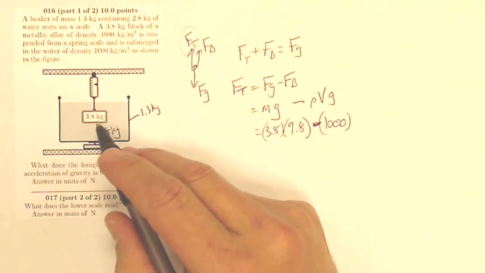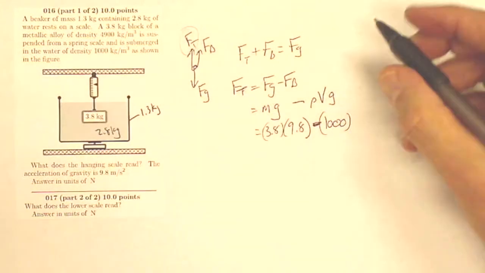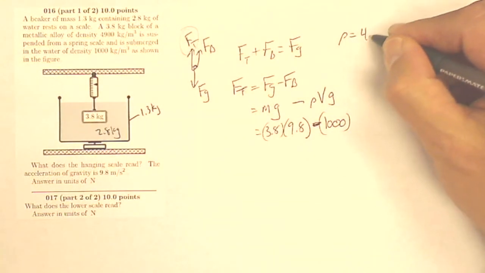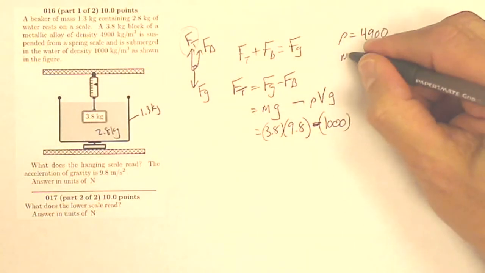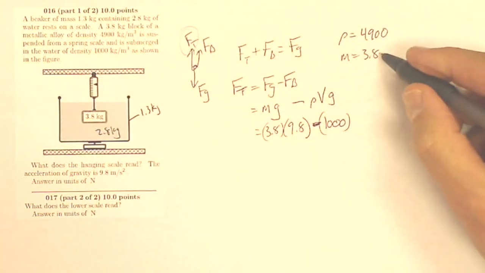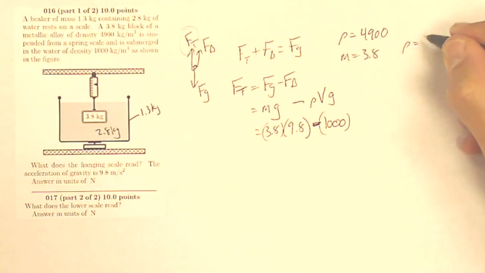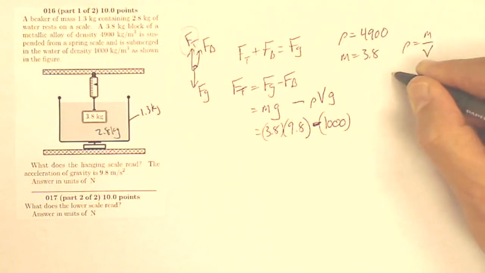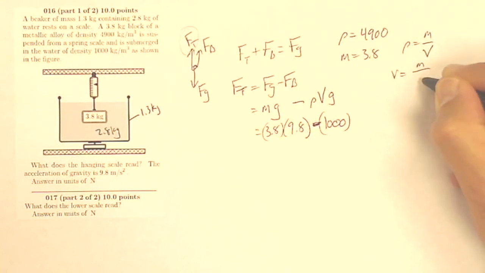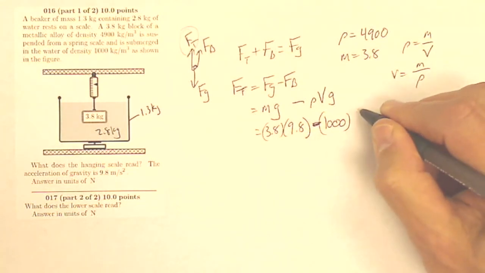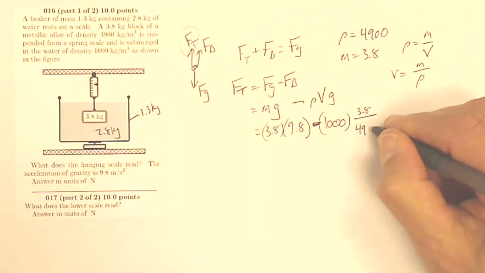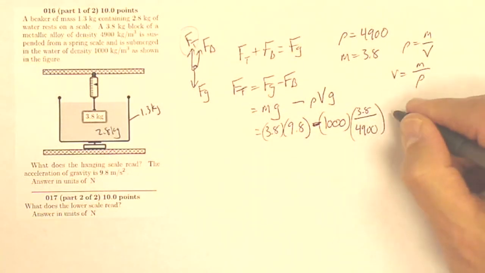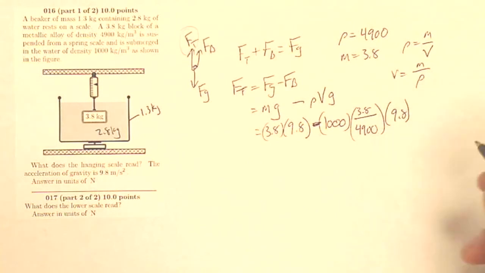Okay, let's see what the volume of the object is. I know the density is 4,900. I know the mass is 3.8. And I know that density equals mass divided by volume. So my volume is going to be my mass divided by my density. So this is going to be the mass of 3.8 divided by the density of 4,900. And then that's times g of 9.8 as well.